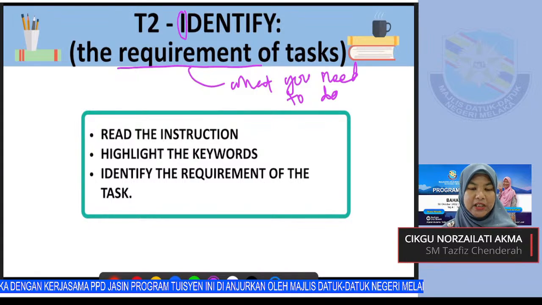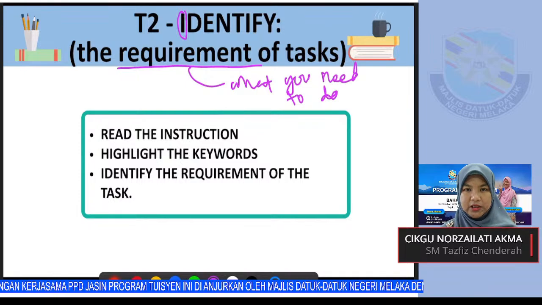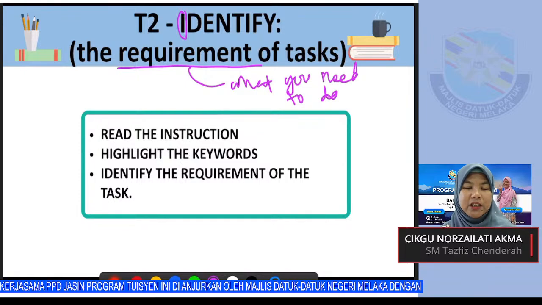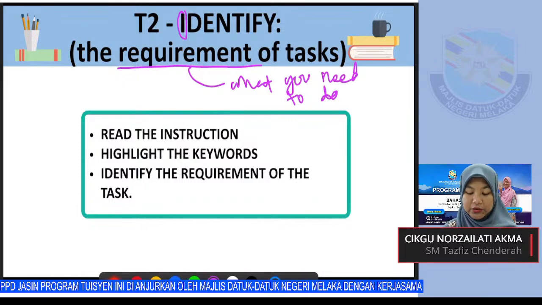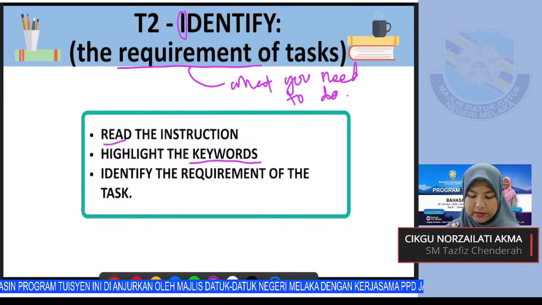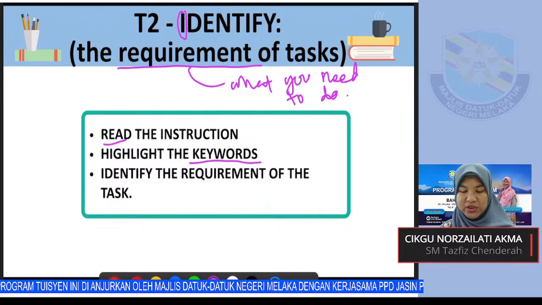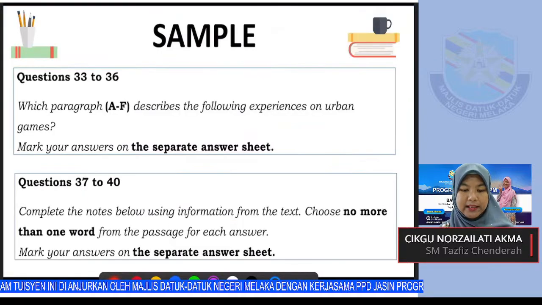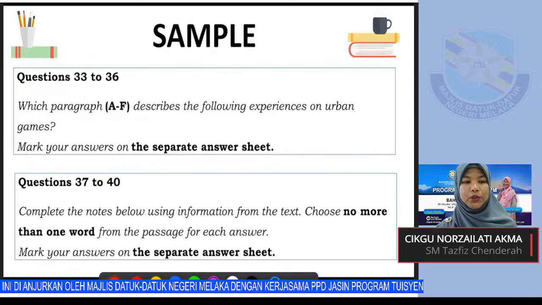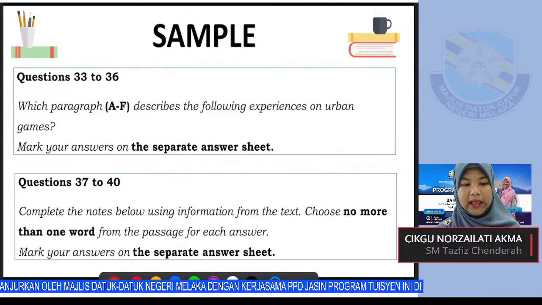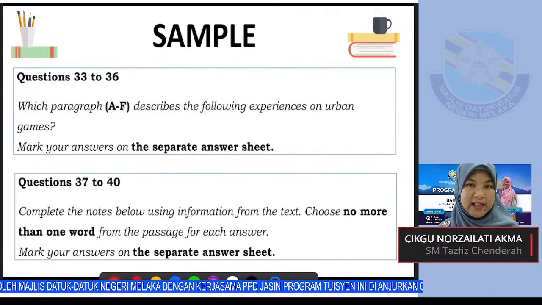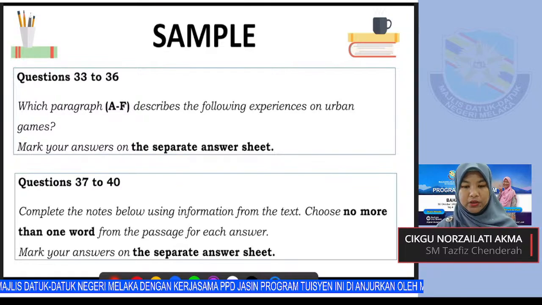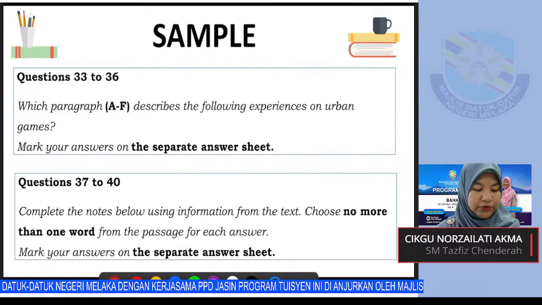Once you read the instruction, as usual, the most popular skill used by teachers will be to highlight the keywords. Read and find or look for the keywords. Okay, let's see the sample for the instruction. For question 33 to 36, I'm sorry, and question 37 to 40. All right, let's read it together.